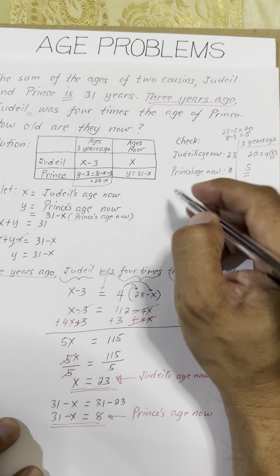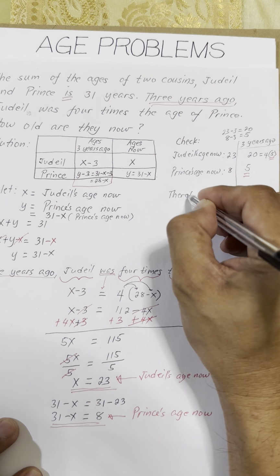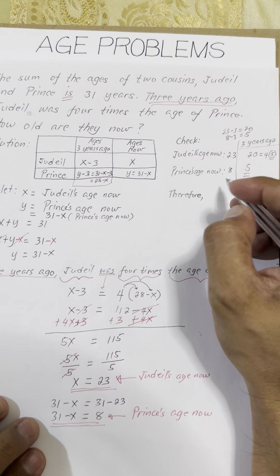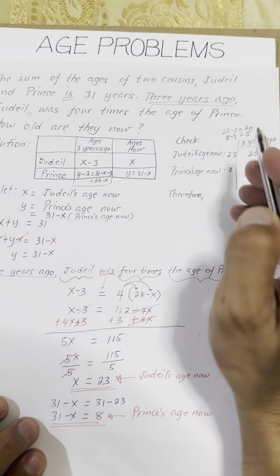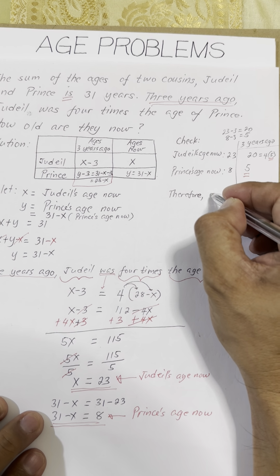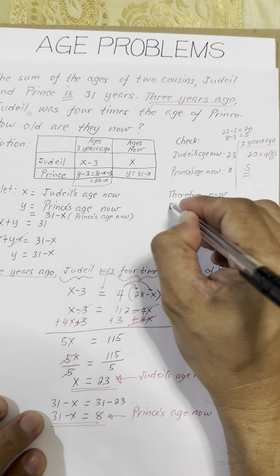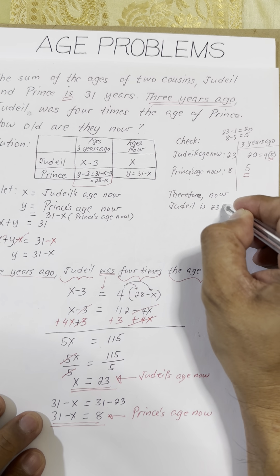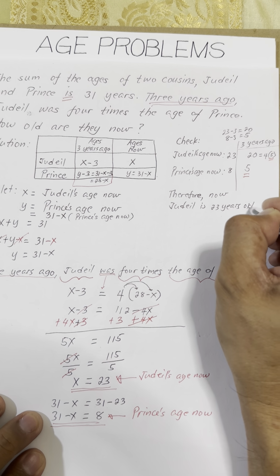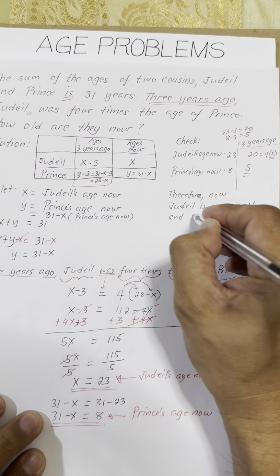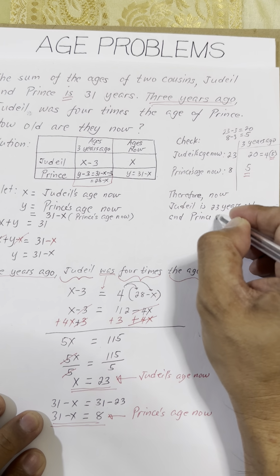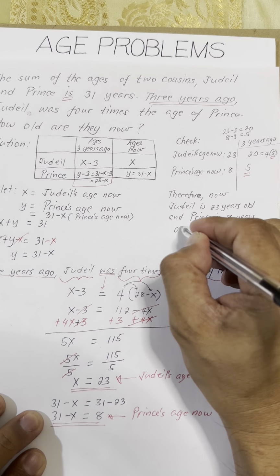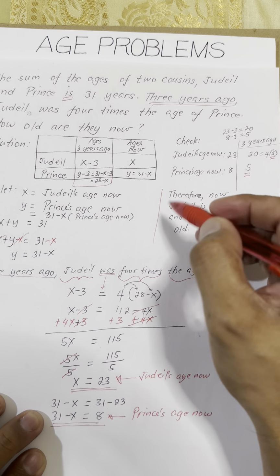So we can conclude, therefore, we'll answer the question, how old are they now? Therefore, now Judel is 23 years old and Prince is 8 years old. Okay, so this is our final answer.